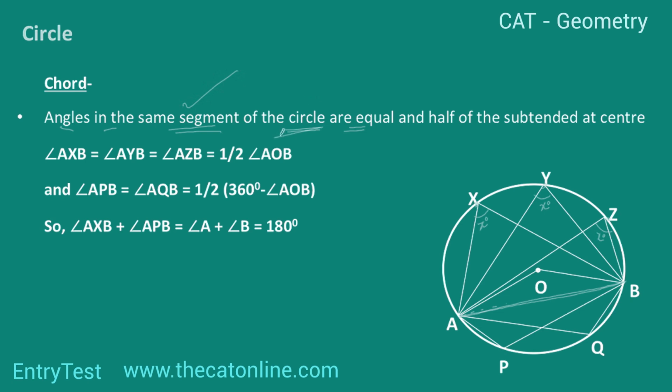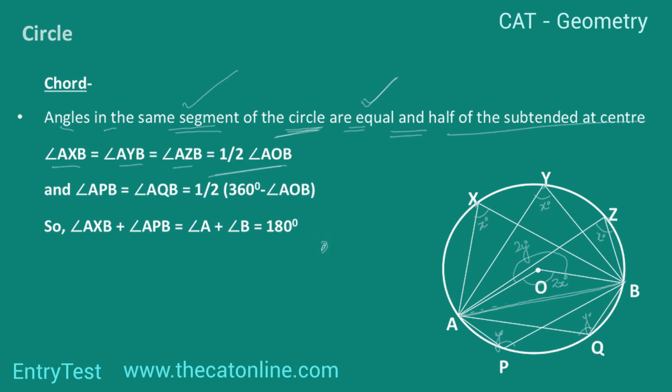Angles in the same segment of the circle by the chord are equal, and half the angle subtended at the center. So this chord is subtending some angle at the center. Angle at the center would always be twice the angle at the circumference. So I would say angle AXB is equal to angle AYB is equal to angle AZB, and this is all equal to half of angle AOB. Similarly, in the other segment, angle APB, let me call it Y, would be equal to angle AQB, which is again Y. This will be equal to half the angle subtended at the center. So the angle subtended in that case at the center would be double of it, which is 2y.